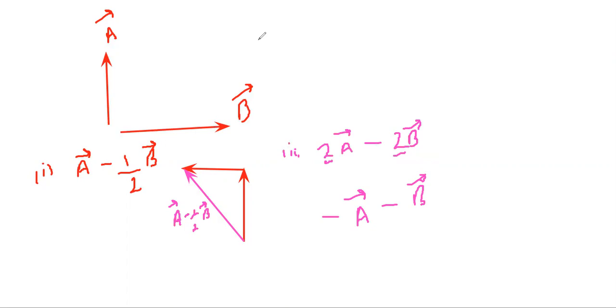So in that case, the answer to this question would be: A vector would go downwards, B vector would go towards the left side, right? So this would be your minus A vector and this would be your minus B vector. The third side again would be your resultant value. The value for this question would be minus A vector minus B vector.